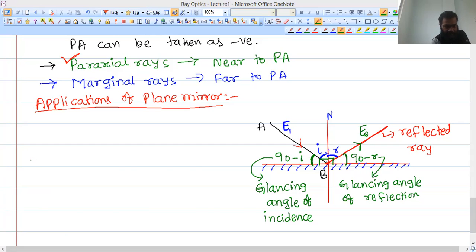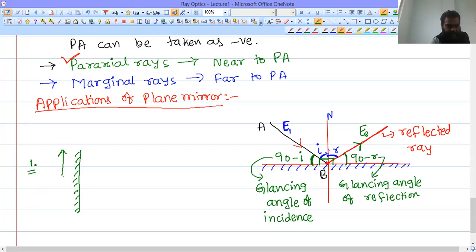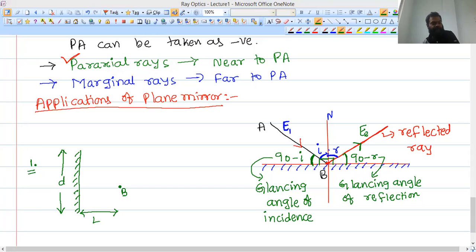First application. Suppose let us consider I have a plane mirror whose length is D. At a distance L, we have a point object B. Now, I want to find what is the greatest distance over which he can see the image of the light source. What is the greatest distance?